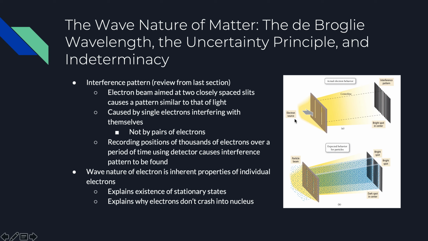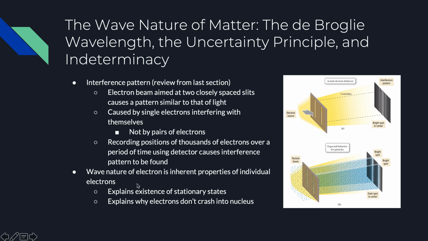And this is the same thing that occurs when an electron beam is aimed at two closely spaced slits. The pattern is very similar. And these are caused by single electrons interfering with themselves, not pairs of electrons, whereas light was caused by two different wavelengths of light. And this is done by recording positions of thousands of electrons over a period of time using a detector, and this causes the interference pattern to be found.